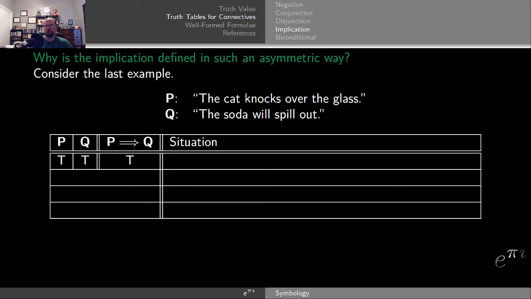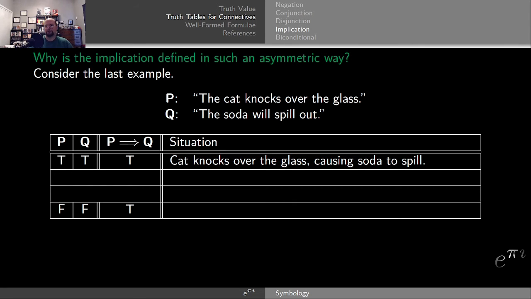So starting at the top, true implies true, and that's regarded as validating the implication. And here's the situation. The cat knocks over the glass and the soda spilled out. So if the cat knocking over the glass causes the soda to spill out, then this validates that statement because the cat knocked over the glass and the soda spilled. So the cat caused the soda to spill out.